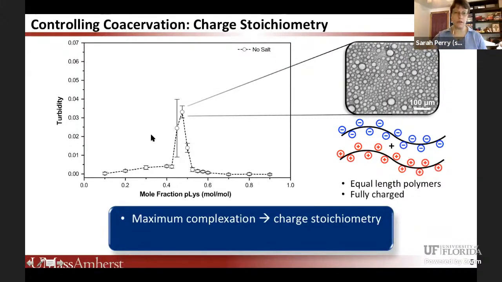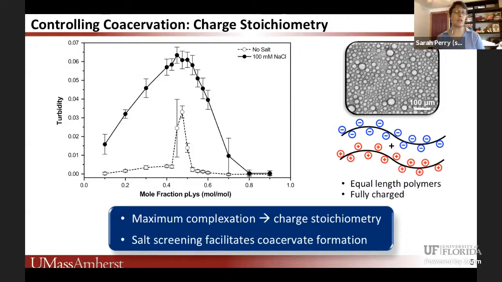Now, from an engineering perspective, though, this appears to be a really narrow window over which we're seeing phase separation. And so the good news is that these data were taken in the absence of added salt. And if you work at more physiologically relevant levels of saline, you see coacervation over a much broader range of stoichiometries. Now, I'd like to emphasize that if you look at the bulk coacervate material, if you isolate it and collect it, there's no difference in that coacervate composition wherever you are on this plot.